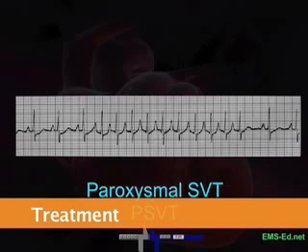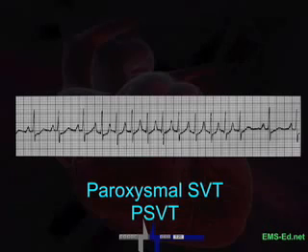Treatment? Vagal maneuvers. Pharmacological therapy includes adenosine, calcium channel blockers, beta blockers, or DIG, or electrical therapy if the patient is very unstable. Consider if the patient is symptomatic with a heart rate over 150, synchronized cardioversion starting at 100 joules. Let's look at something different.